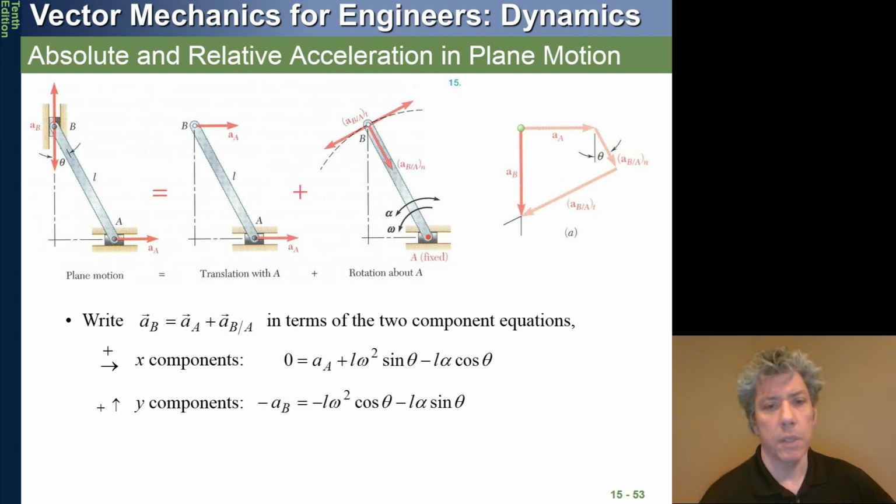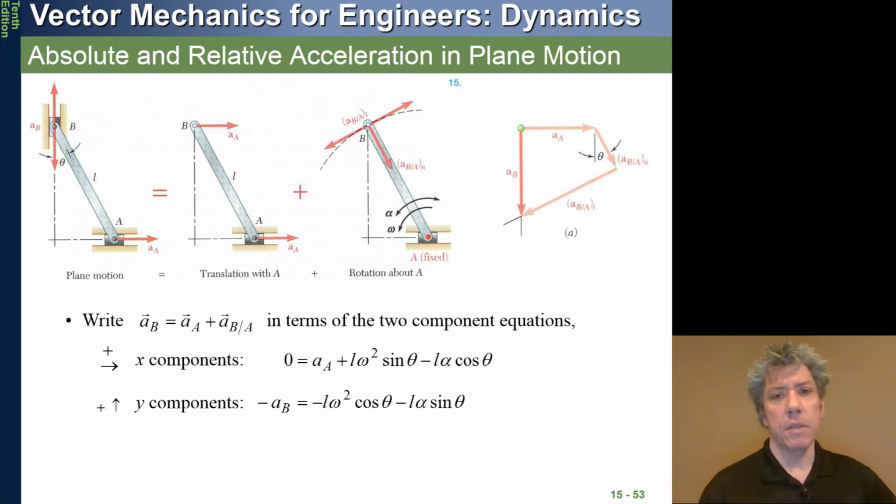Almost said velocity there. The y component of the relative acceleration equation would be the acceleration of point B, which is an unknown. So we're writing negative acceleration of point B. Why is it negative? Well, you can see from the polygon that was drawn that it's in the negative direction. Equals the acceleration of A. A is still in there, it's just 0, and we didn't write it.